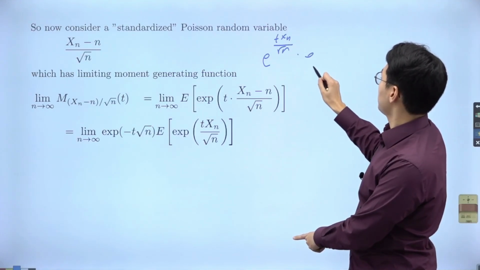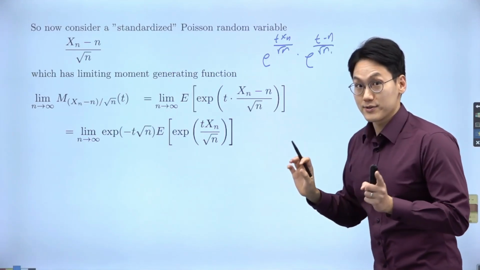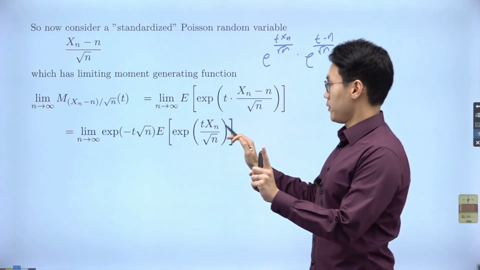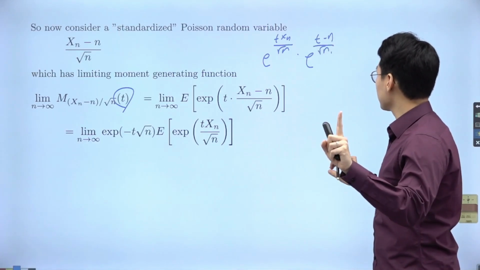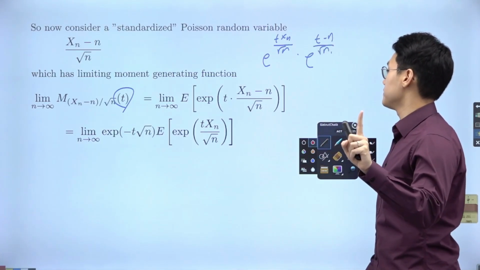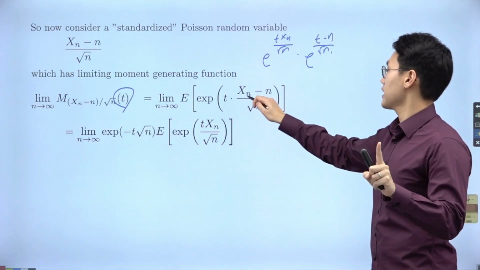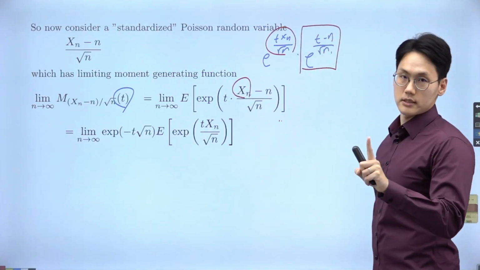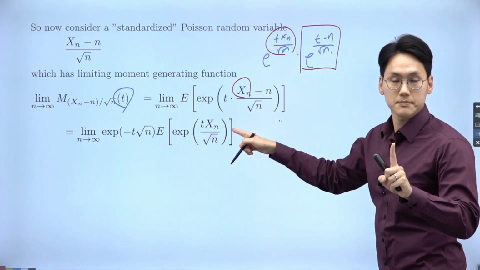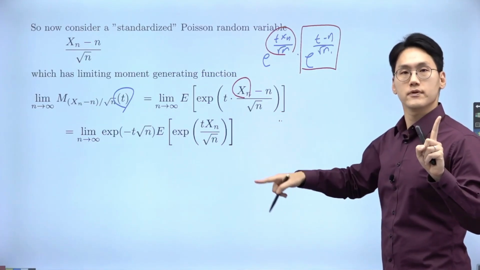Times e to the power of t negative n over square root of n. Okay, so far, so very good. And for my moment generating function, the variable is t. My random variable for the statistic is the x, sorry. So anything that is not in x could be considered as the independent term from the expected value. I'm not saying from the moment generating function, but from the expected value.